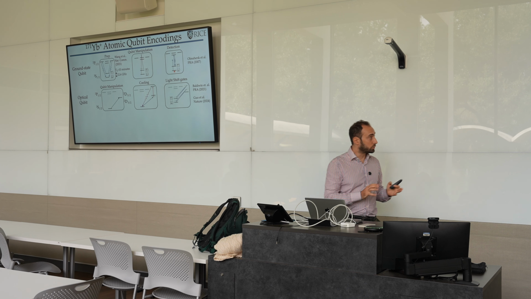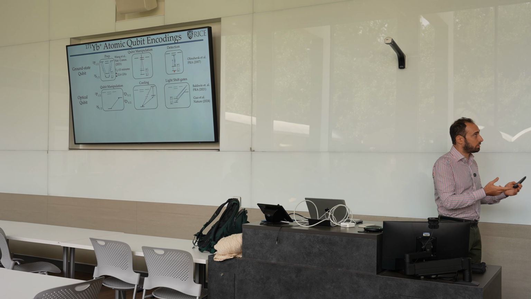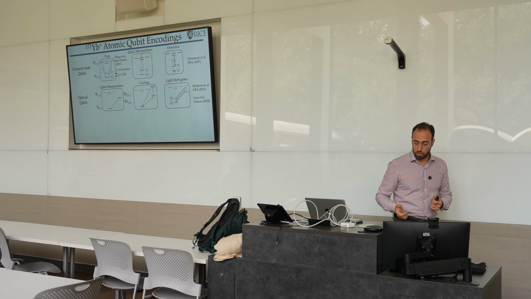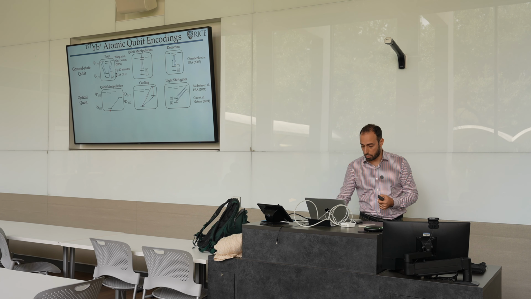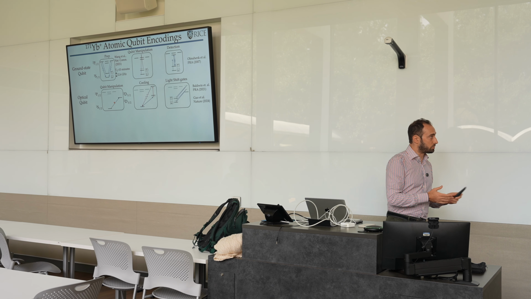For the optical qubit, things are very similar. Instead of a Raman transition, you use a narrow laser, so you connect these two metastable states. This is a single-photon transition, and this is a two-photon transition. You can use this for qubits in the same way you use ground state qubits.